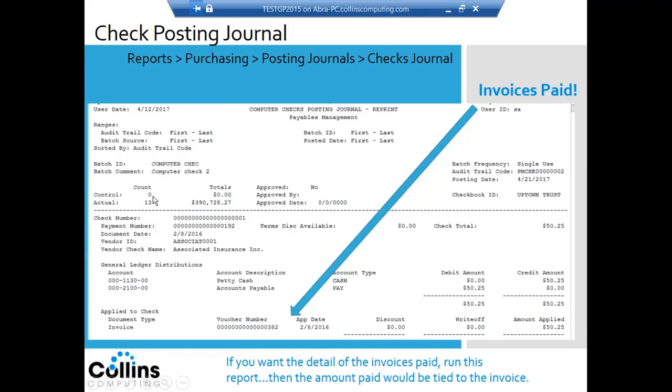If you wanted to see detail, right, you wanted to see all of the checks that you wrote and what invoices it paid, then you could run reports, purchasing, posting journal, check journal, right, because when the invoices are paid is when this is getting updated. So then you would be able to see, okay, here are the checks that I wrote to these vendors, and then here are the invoices. So if you really wanted to see the detail of every single check that you posted and what invoices they paid, and then I could figure out what the 1099 amounts were supposed to be, then these are the reports that I would suggest you run, the check journals.